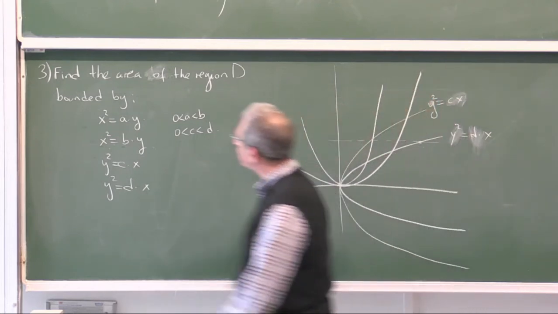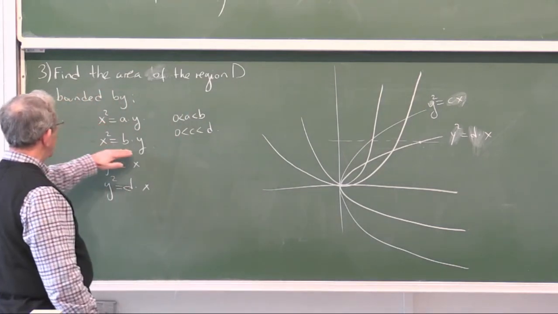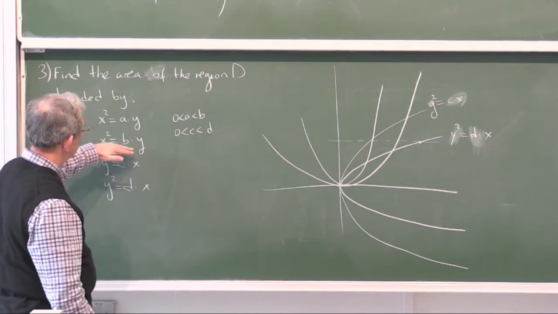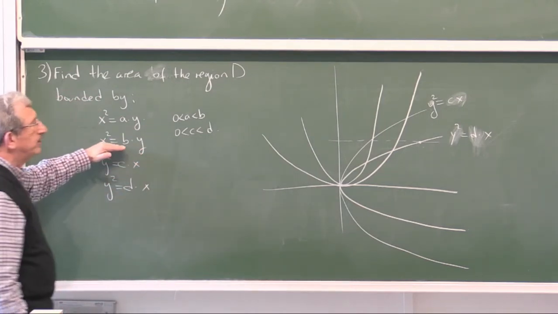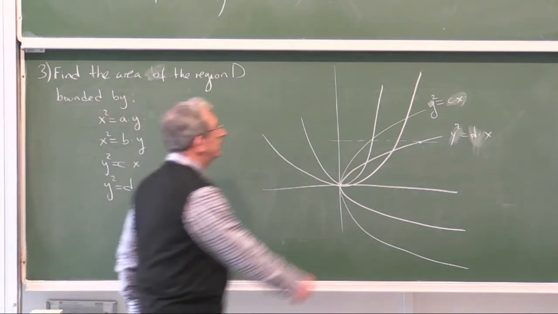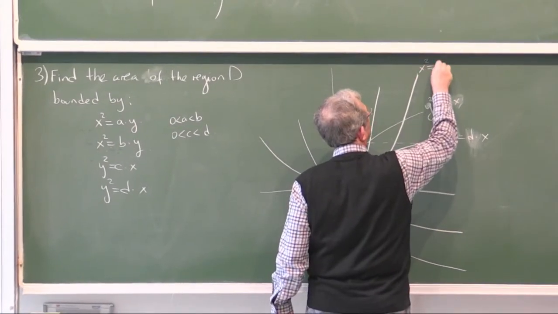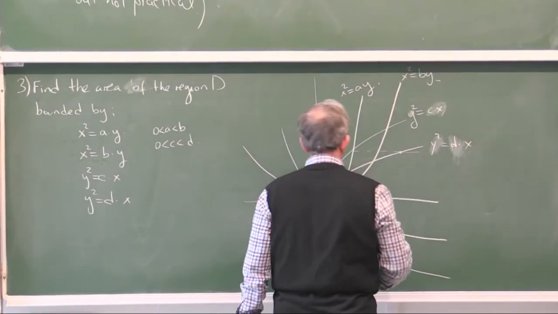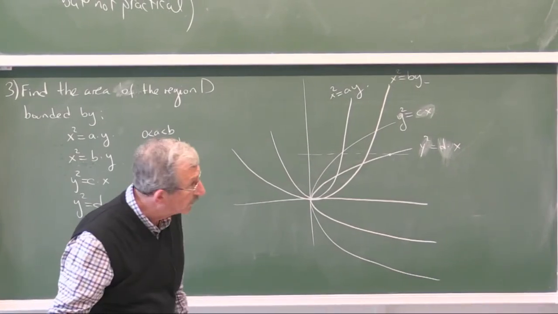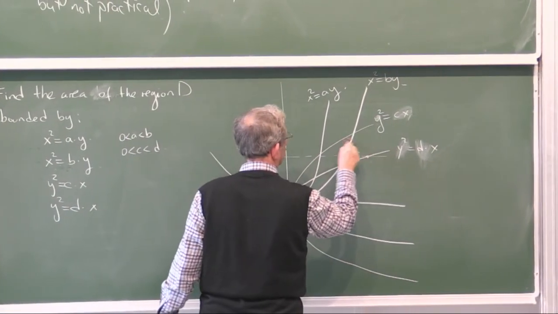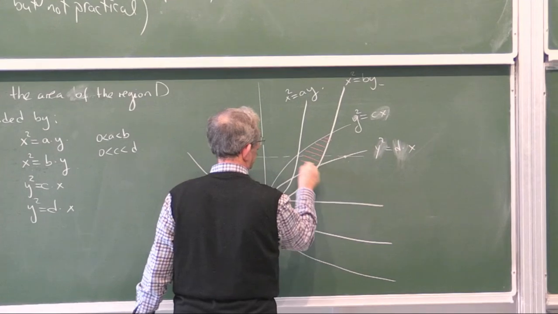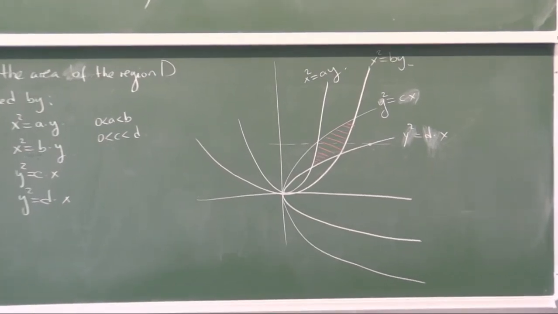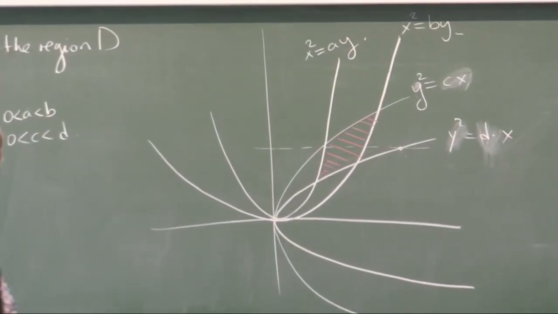Okay. And y is x squared over a, x squared over b. B is the larger one. Okay. So y is smaller here for the same x. In other words, this is x squared is by, and this is x squared is ay. Okay, and the region in question is this part. It's bounded by these four parabolas, okay, all four of them.